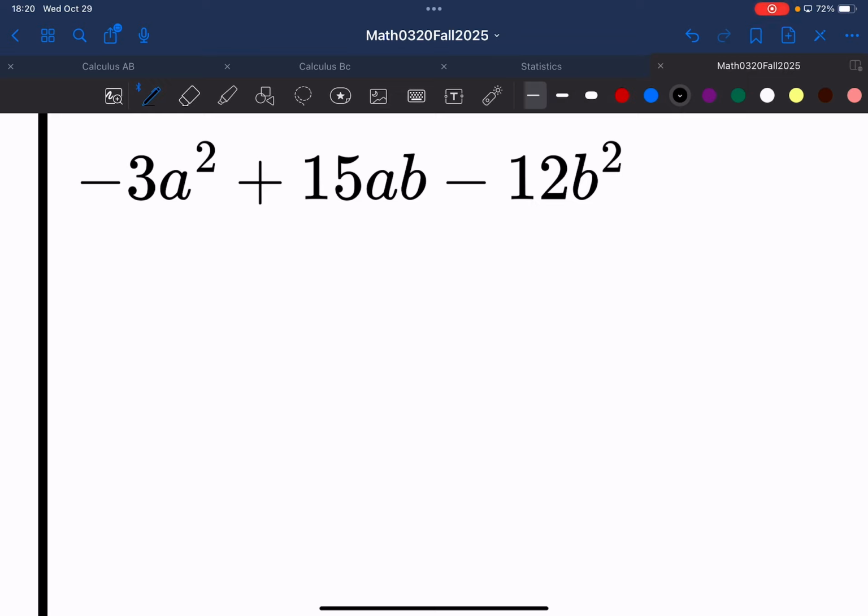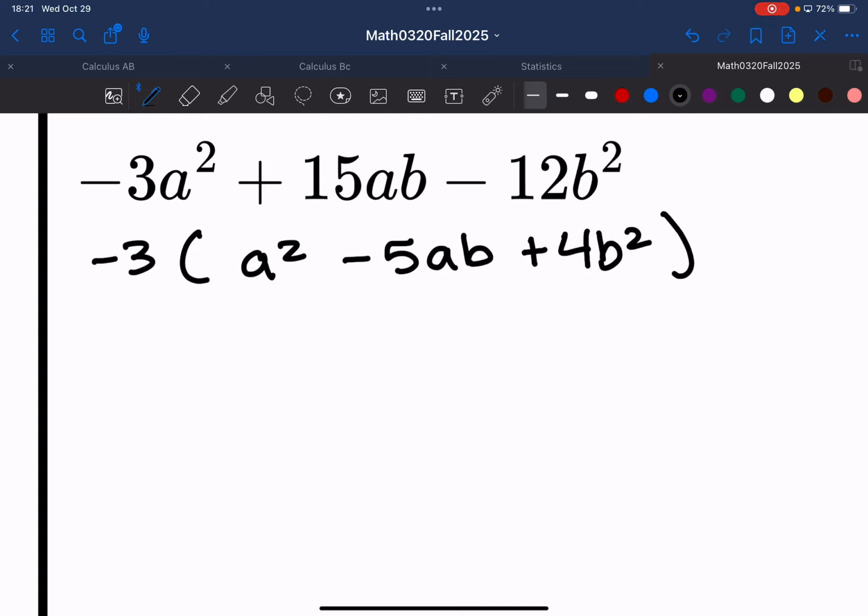-3. It can't be A because they don't all have A. So only -3. So we're left with A squared, and then what's 15 divided by -3? -5, and I bring down the AB. And then what's -12 divided by -3? Positive, because a negative divided by a negative is a positive, so positive 4b squared.